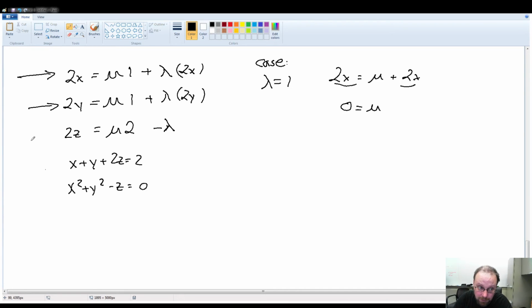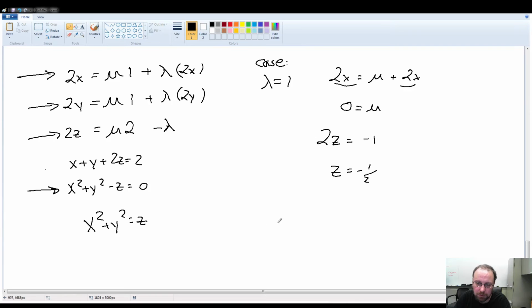So then we can go to the third equation, and we get that 2 times z equals 2 times 0 minus 1. And why is this a contradiction, by the way? Z equals negative 1/2. Because remember, we have to satisfy all 5 equations, including this one, which tells me that x squared plus y squared is z, or non-negative z. X squared plus y squared is never negative, so it's impossible that z is negative.